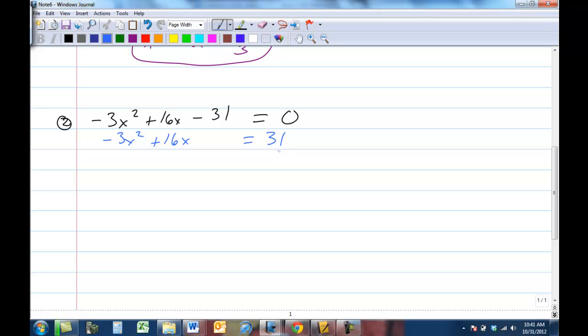All right, step 2, factor off the leading coefficient. So that negative 3's got to come out, and we're left with x squared minus 16/3 x, leave a space, equals 31.